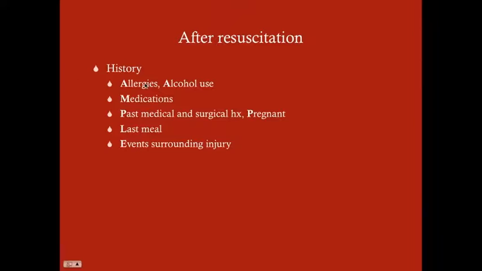And then finally, the history. So usually you start with the history, but here we're ending with the history. AMPLE is the way you remember the history. So either you ask the patient, you ask the EMT, whoever's with the patient: allergies or alcohol use, medications, past medical and surgical history, and if they're pregnant. But otherwise, we can get the beta HCG. When was their last meal? That's important for intubating. And then events surrounding injury, which is going to be important as far as what you do next after the resuscitation period is over.